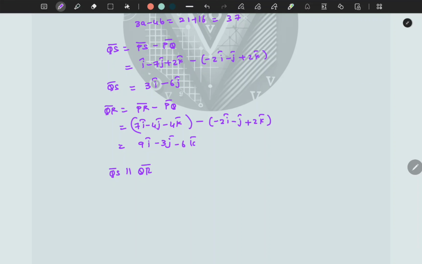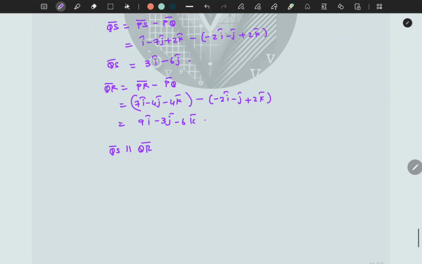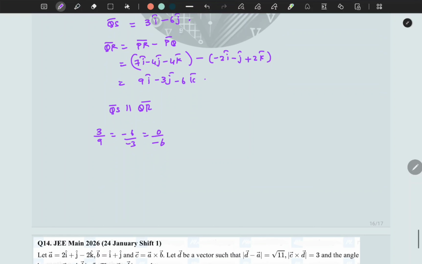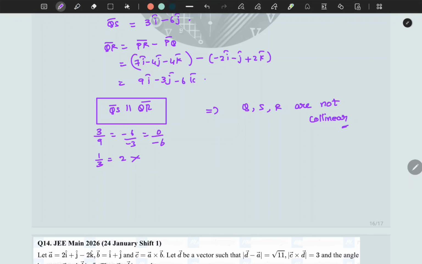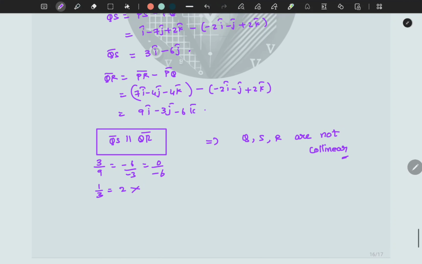Now if point S lies on QR, we should get this condition that QS should be parallel to QR, matlab direction ratios of these two should be proportional. What do we get here? If I take the coefficients of i ratio, that is 3 by 9 is minus 6 by minus 3 is equals to 0 by minus 6. And is this true? Is 1 by 3 equals to 2, dear students? No, and that is not equal to 0. That means QS and QR are not collinear, right? If they are collinear, QS should be parallel to QR, correct? No.